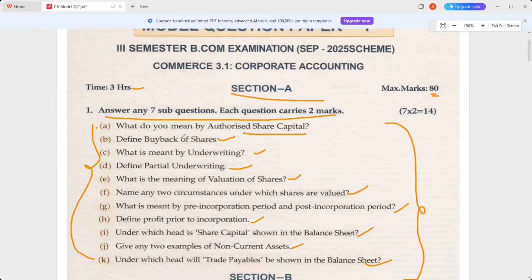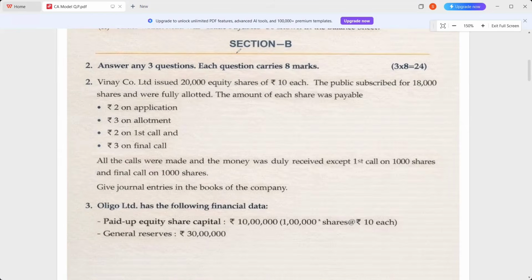From all the 5 units, you can expect the questions. From each unit, 2 or 3 questions you may expect. So that is for 2 marks each. Section B is for 8 marks. In this, 5 questions will be given. Out of these 5 questions, you have to answer any 3 questions. The first question is given from the first unit, that is issue of shares.